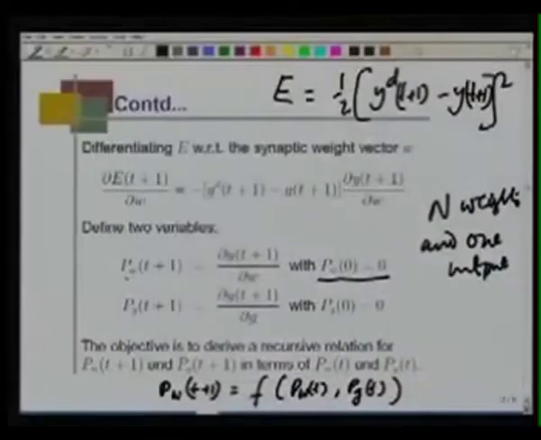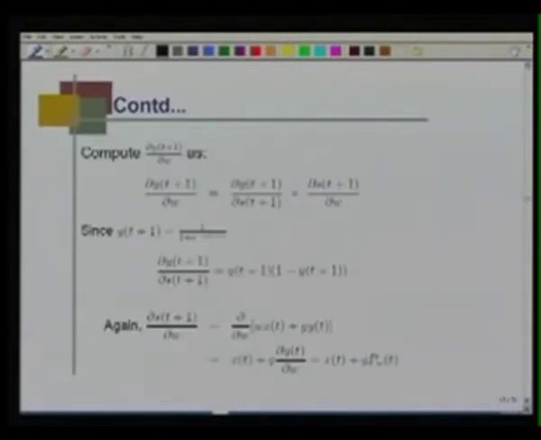We will relate the gradient term P_w at t plus 1 to the gradient term at the previous instant t. So, let us now compute. This is P_w at t plus 1 by definition. I can differentiate y with respect to s at t plus 1, because y at t plus 1 is f of s at t plus 1, and then del s at t plus 1 upon del w.